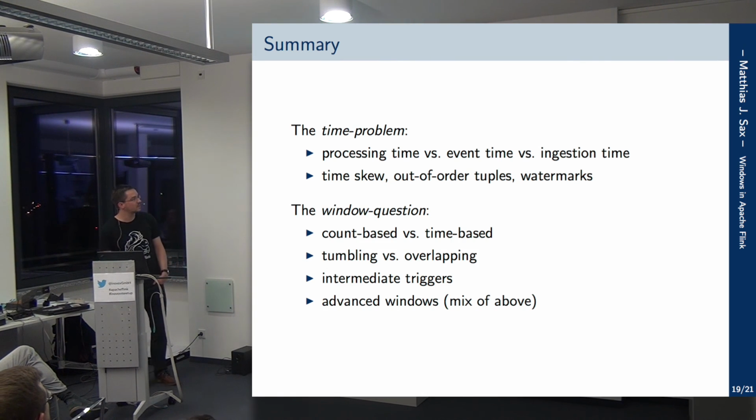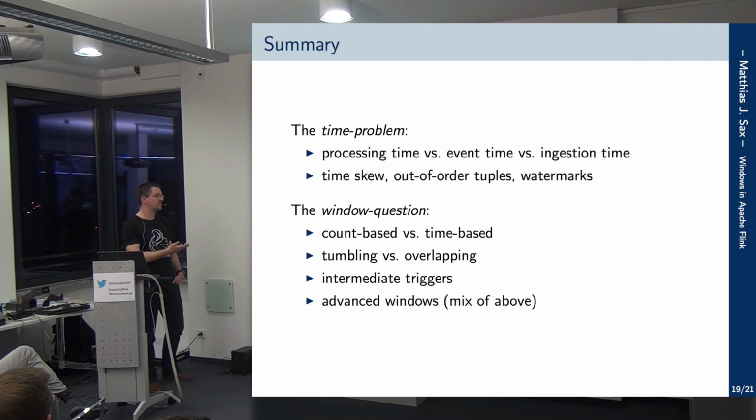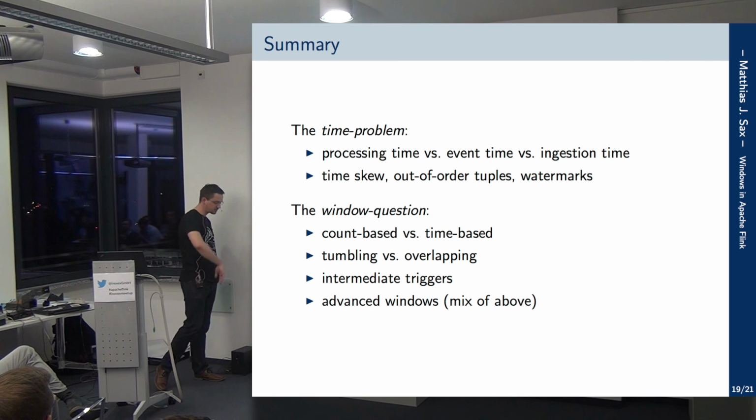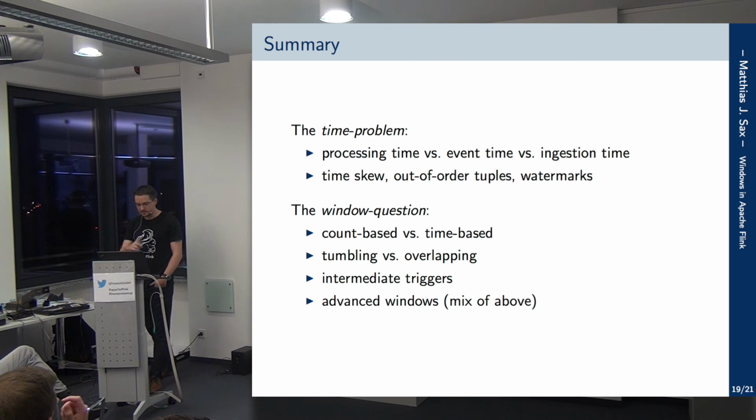The next thing is the window in question. You have to ask yourself, what kind of window do I need? It can be a count window or a time-based window, depending on your semantics, of course. It can be tumbling or overlapping. Then you can have these intermediate triggers. So in Flink, that is something I forgot to mention. If you use these advanced window concepts, you can even trigger a window even before it actually closes.